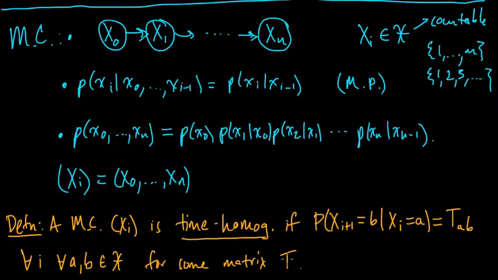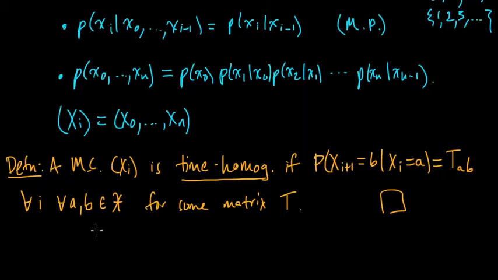Another thing I should mention is that I called this a matrix, and usually when you think about a matrix, it's a finite matrix. But this matrix could be infinitely large. When X is countably infinite, if the set of possible values that the X_i's are taking is infinite, then this is going to be an infinite matrix T, because we have to have a value for every pair of states in X. And this T is called the transition matrix. That's just a little terminology.